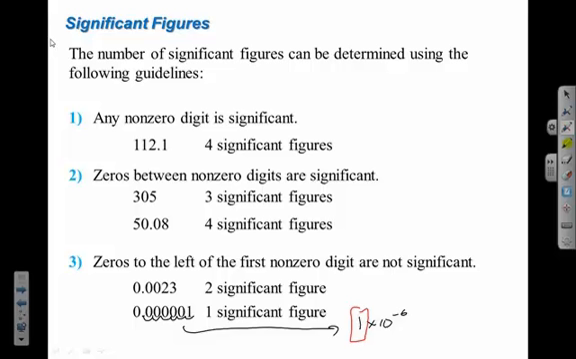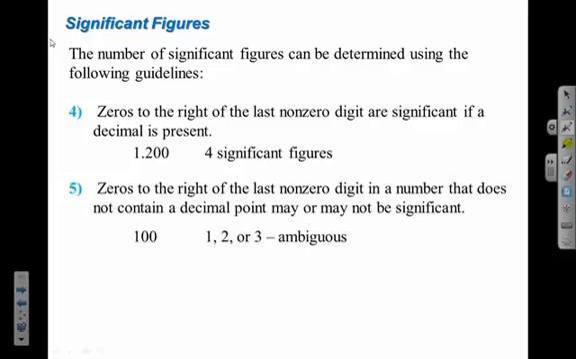So the key thing when you're looking at zeros is where are the zeros in relationship to the non-zero digits? Are they in between the non-zero digits? If so, they're always significant. Are they to the left of the non-zero digits? In that case, they're never significant. The trickiest one, though, is if they are to the right of non-zero digits.